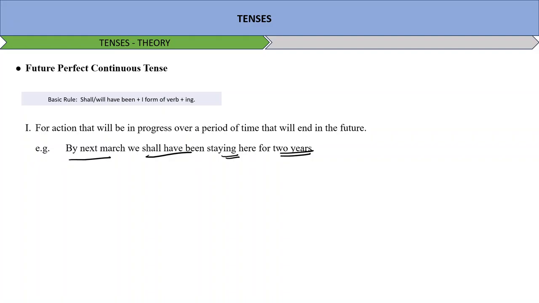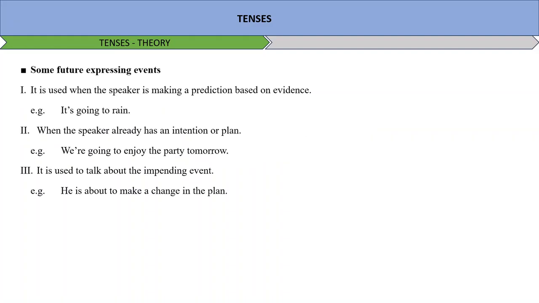Okay, some ways of expressing future events. It is used when the speaker is making a prediction based on evidence. It's going to rain. So based on the evidence, like maybe it's cloudy, there are clouds in the sky, you're predicting that probably it is going to rain.